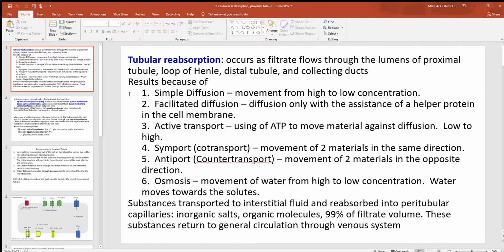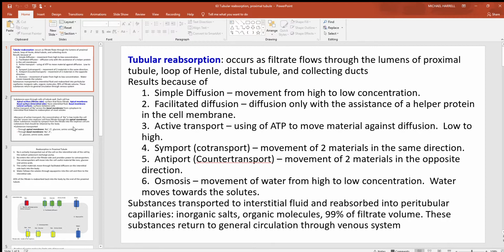But if you look at symport, which is the same as co-transport, that's where two materials are being moved through a protein in the same direction at the same time. The antiport or countertransport is where two materials are going through one of the proteins, but in different directions. We'll see examples of all these. And then, of course, lastly, there's osmosis, the movement of water from high to low concentration. And remember, wherever the solutes are moved to, the water's going to follow.